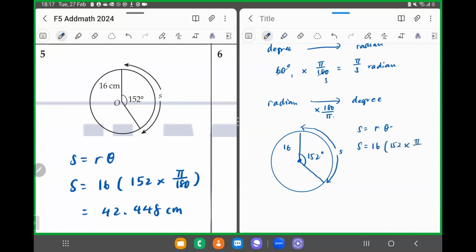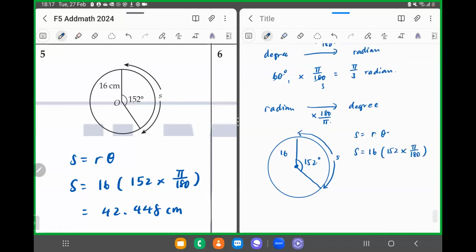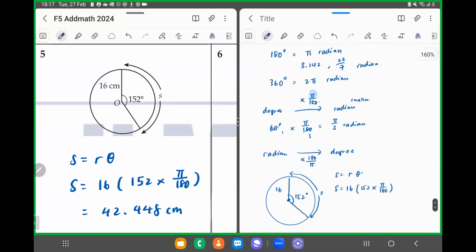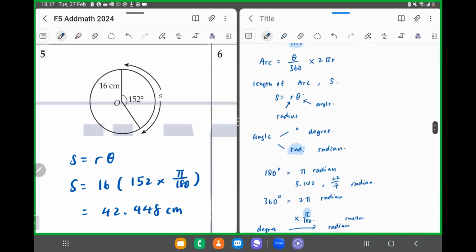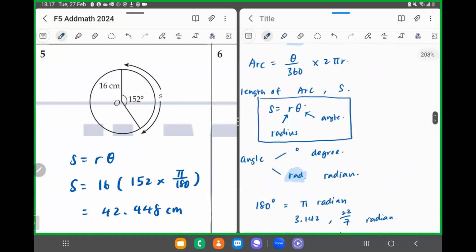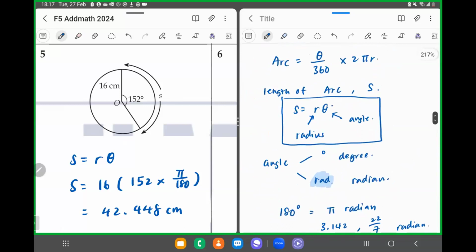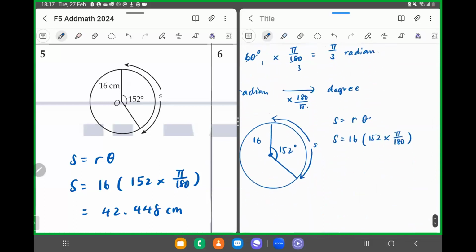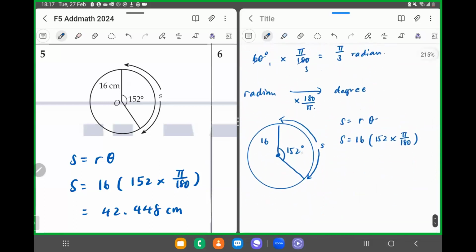You will need to change it to radian because in maths, the formula s equals r theta, you need to memorize, it's not given in the exam. The angle here must be in radian, cannot be in degree. So 152 is in degree, we change it to radian first. So 152 times pi over 180.